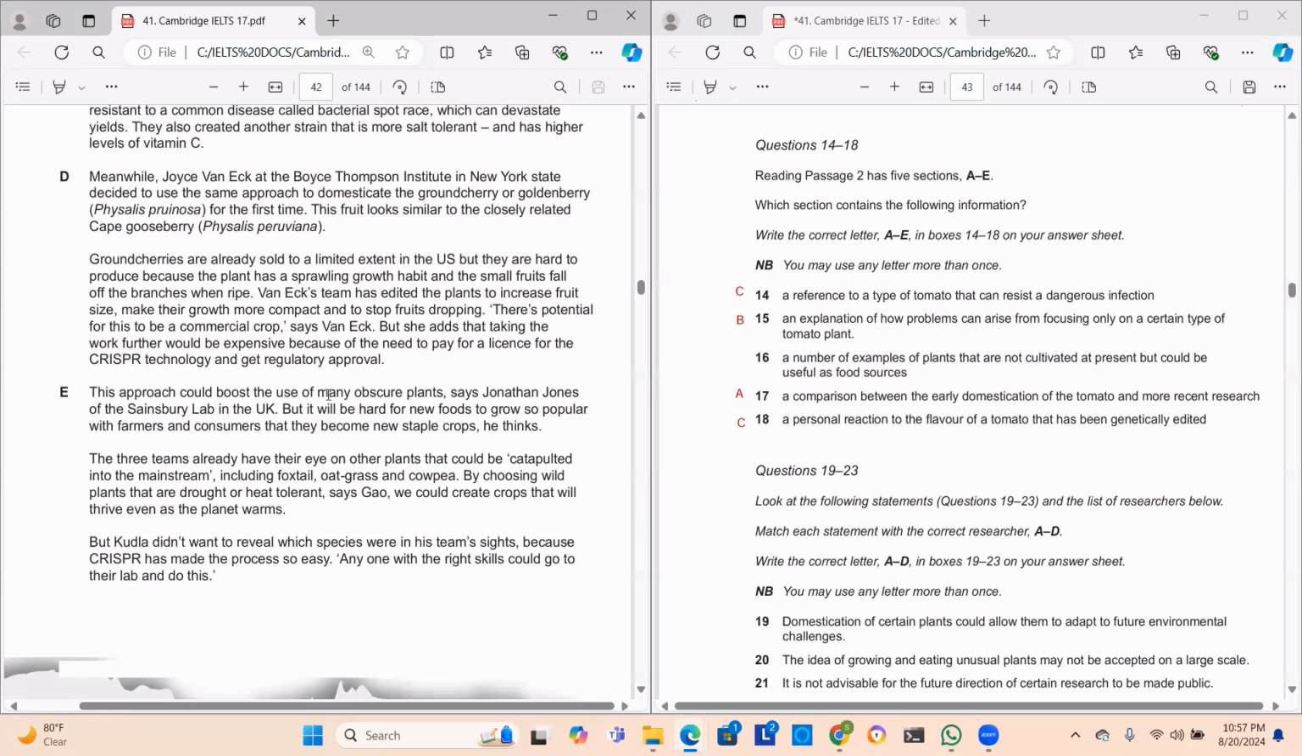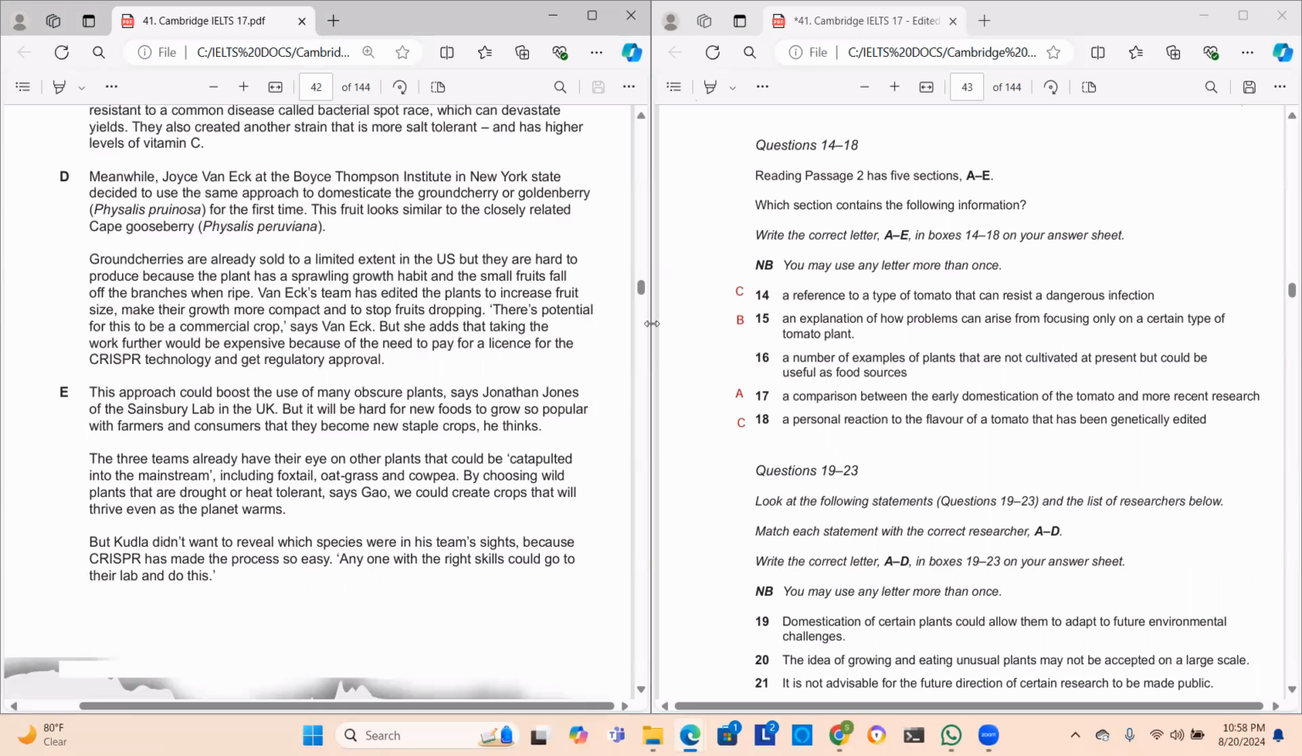Now, this approach could boost the use of many obscure plants, says Jonathan Jones of the Sainsbury Lab in the UK, but it will be hard for new foods to grow so popular with farmers and consumers that they become the new staple crops, he thinks. The three teams already have their eye on other plants that could be catapulted into the mainstream, including the foxtail, oatgrass, and cowpea. By choosing wild plants that are drought or heat tolerant, says Gao, we could create crops that will thrive even as the planet warms. But Kudla didn't want to reveal which species were in his team's sights because CRISPR has made the process so easy. Anyone with the right skills could go to their lab and do this.